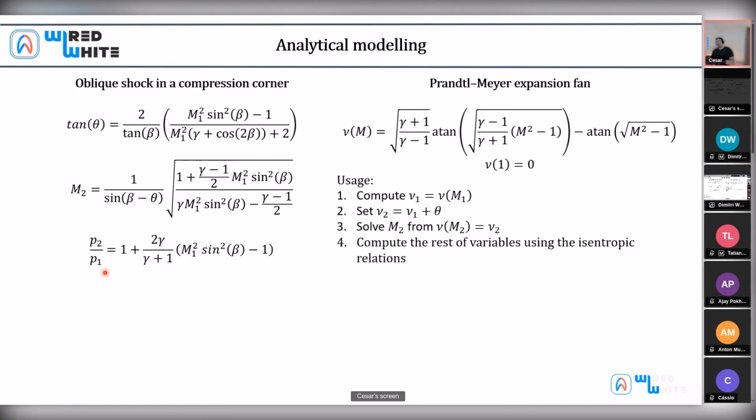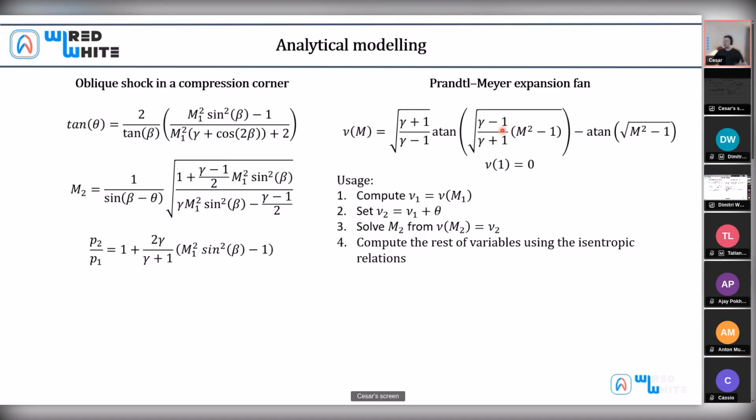Now we have the Prandtl-Meyer expansion fans, which are computed by using this equation. This equation computes the angle that a supersonic flow has to turn in order to reach a given Mach number starting from Mach 1. So if in this equation we substitute Mach 1, this value will be 0, because the flow is already supersonic and it doesn't need to turn to reach this number, right? So the larger this Mach number is, the larger this angle is going to be.